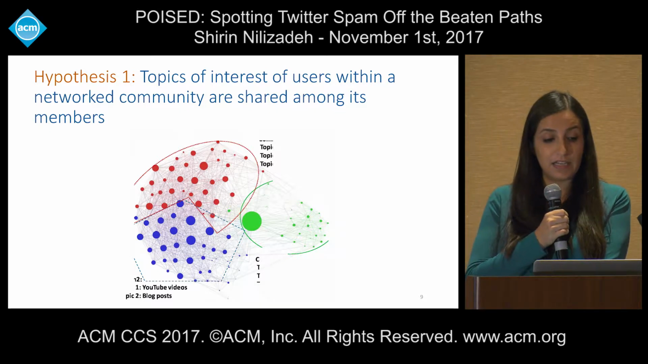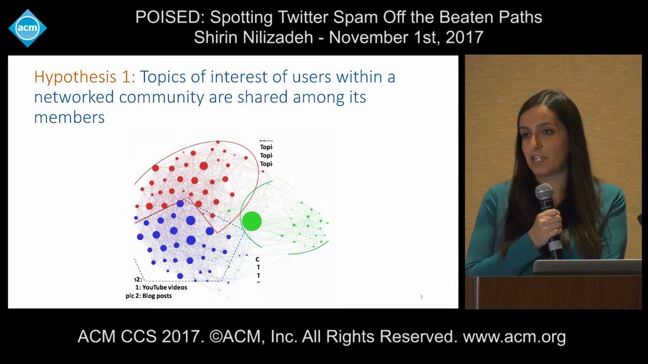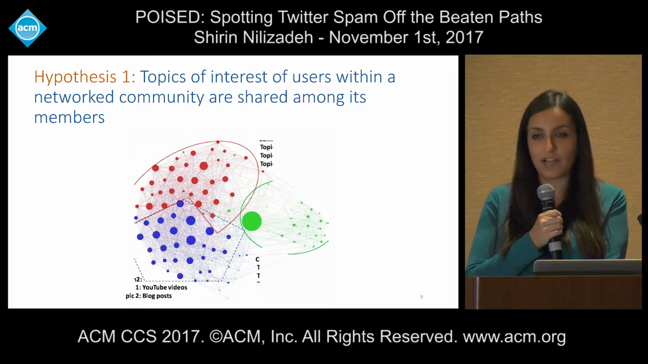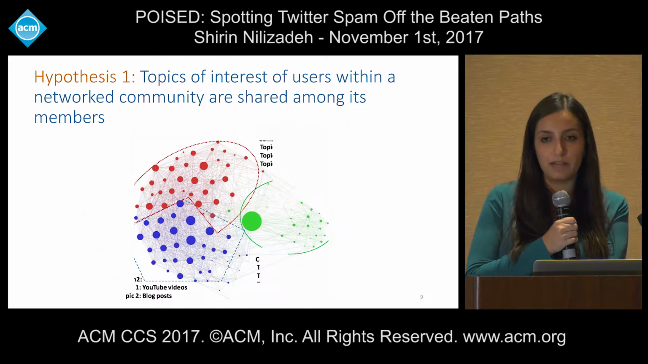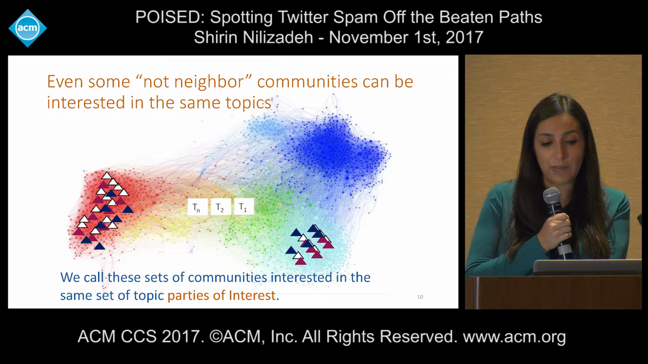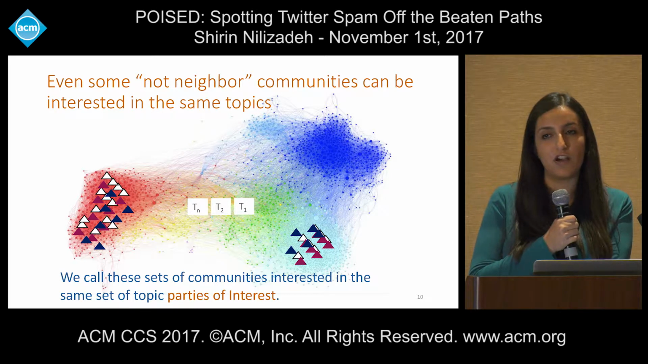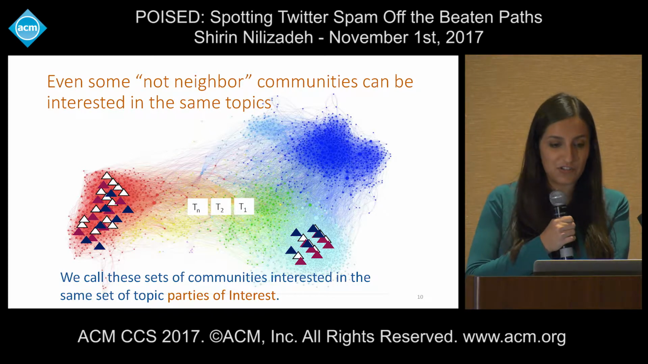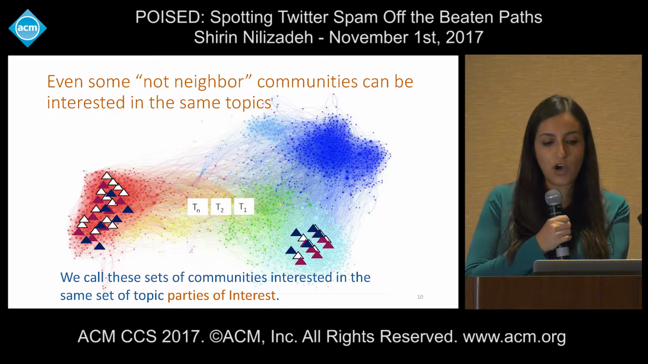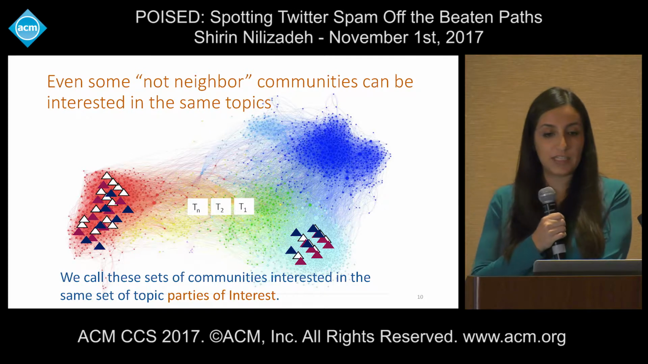For example, at one time, messages about a soccer match can be sent in both the red and blue communities. And again, at time 2 and time n, similar messages appear in these 2 communities about other soccer matches. So based on this, we can say these communities are interested in the same topic, but they are not neighbors, they are far away. We call these sets of communities interested in the same set of topics parties of interest.